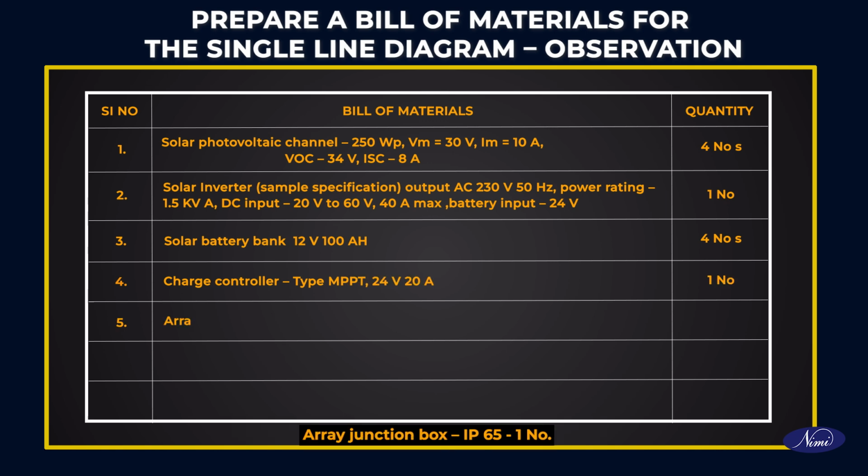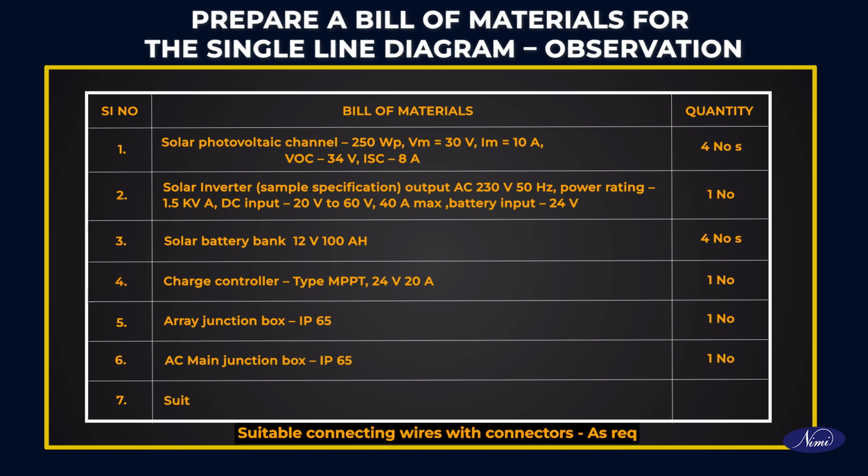1 number. Array junction box IP65, 1 number. AC main junction box IP65, 1 number. Suitable connecting wires with connectors as required.